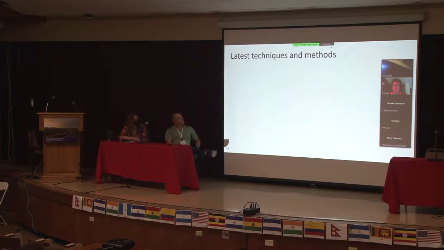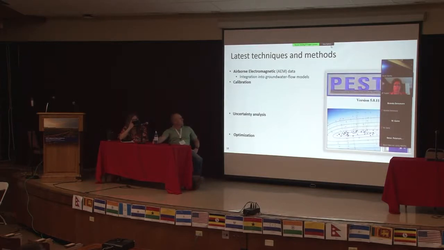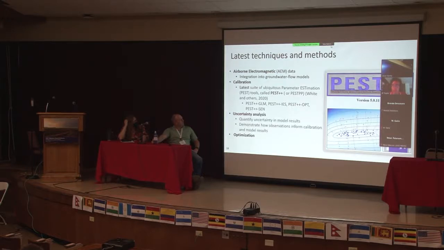So with the latest techniques theme of this talk, the outline is that we're going to go over some of the ways we're incorporating the AEM data into groundwater flow models. I'll talk about calibration and the latest suite of PEST tools that we're using, specifically PEST++. If someone's familiar with the PEST parameter estimation software for calibrating groundwater flow models, there's PEST++ now, which has some really cool stuff. Uncertainty analysis, and I'll talk about why quantifying that can be useful for modeling, analysis, and results. And then I'll talk about how we do optimization modeling today.